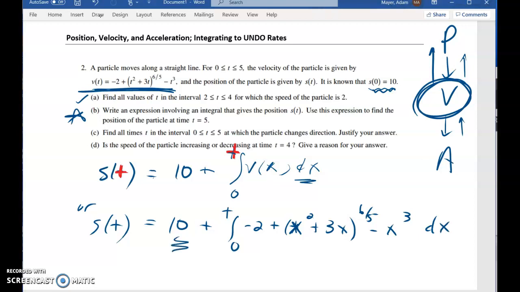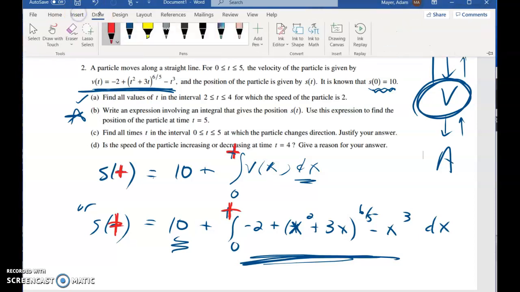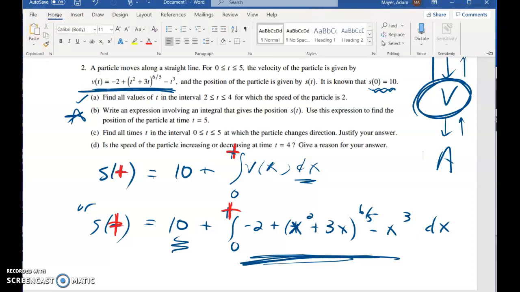I start with 10, and I add or subtract the net distance traveled, for which I integrate the velocity over the first t seconds, from 0 to t. Once again, recall that this is a function of t. Therefore, my variable within the integrand has to be something other than t. It can be whatever you want, just not t. Okay?